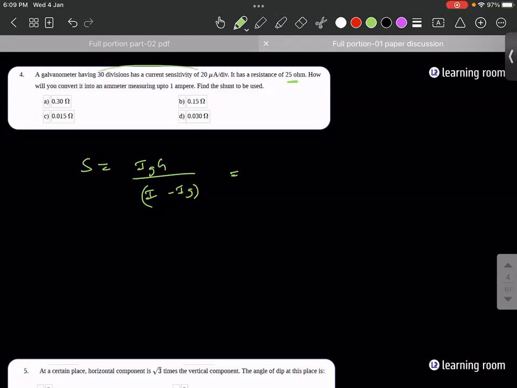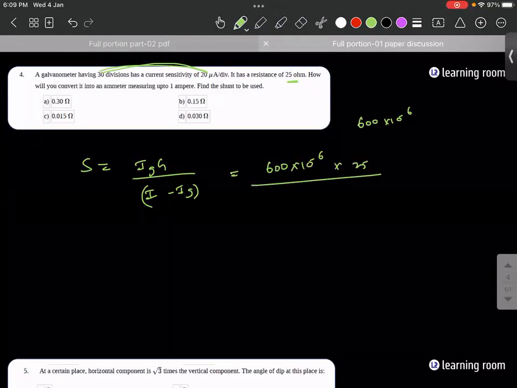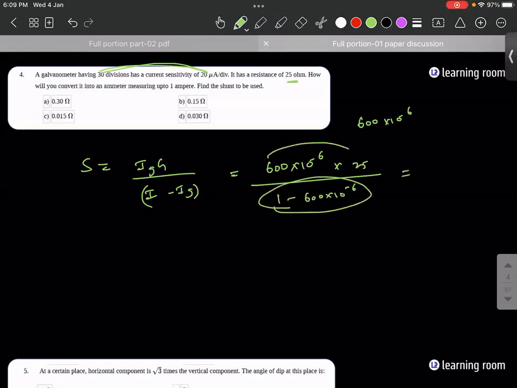So to get the full scale deflection current, multiply these two. That gives you 600 into 10 power minus 6. 600 into 10 power minus 6, the resistance of the galvanometer is 25, divided by I minus Ig. So 1 minus 600 into 10 power minus 6. This can be approximated to 1 itself. So 25 into 6 is going to be 150. 150 into 10 power minus 4. Or it is going to be 0.0154. Answer should be C.